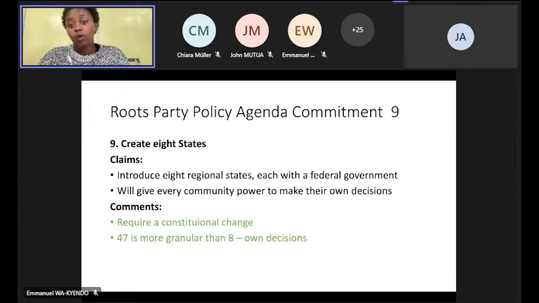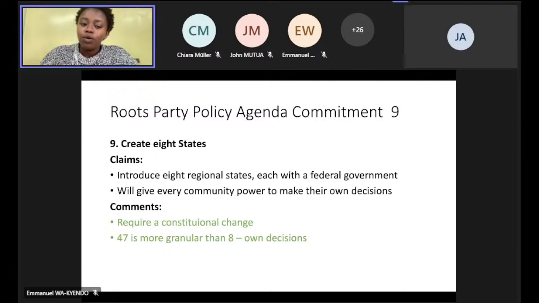The ninth commandment is that they will create 8 states. So they claim that they'll introduce 8 regional states, each with a federal government. And they claim that this will give every community power to make their own decisions. So first of all, this will require a constitutional change. And plus, them making claims that it will give every community power to make their own decisions.